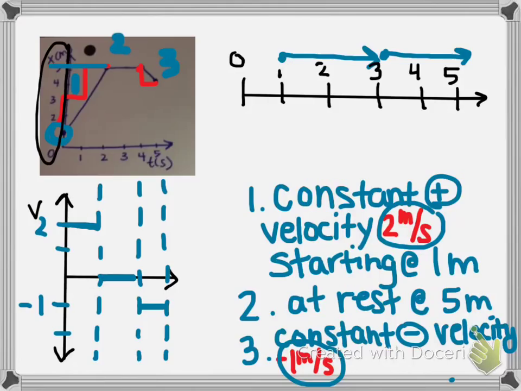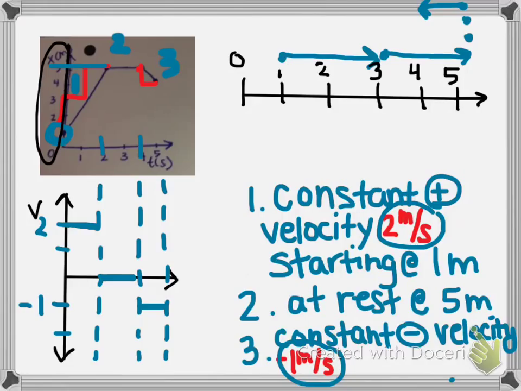Then I see that I'm going to be at rest from 2 to 4 seconds, so that's 2 seconds, which means I'm going to have 2 dots. And then finally at 4 seconds, I'm going to have an arrow going in the opposite direction. Since it's negative 1, I'm only going to go over 1 box. So that would be my motion map.